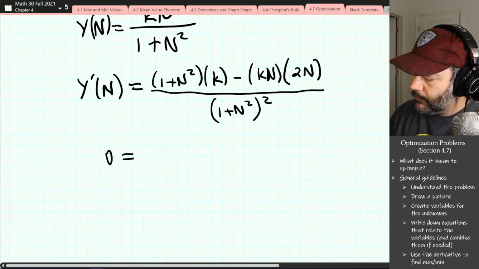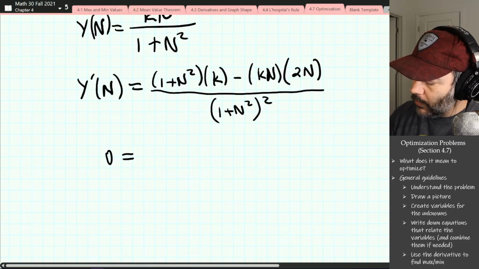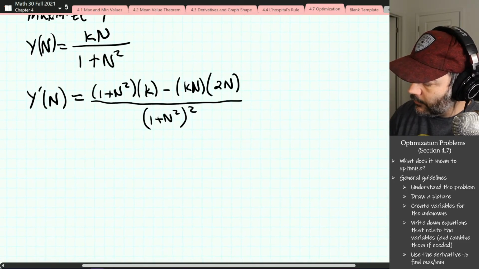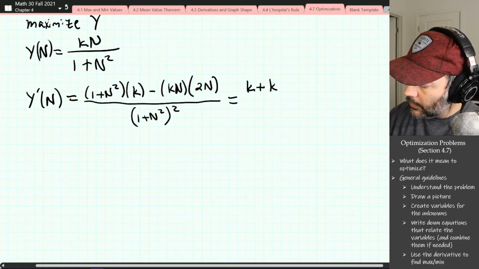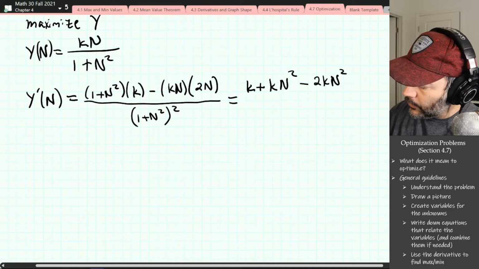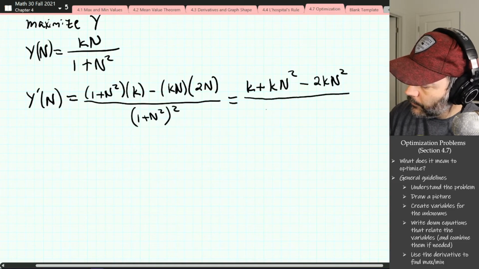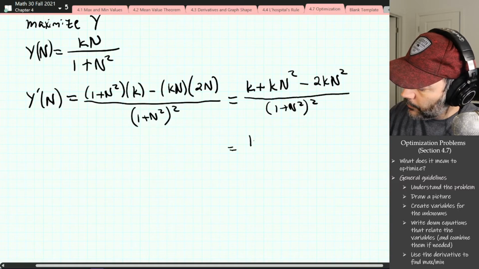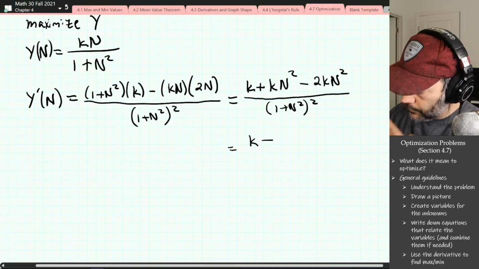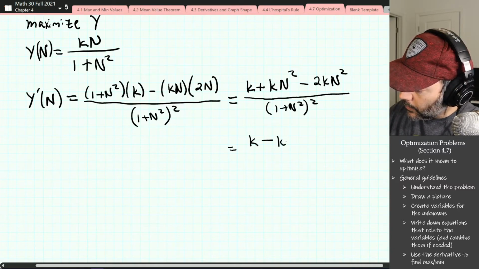By the way, before I do that, I could simplify this slightly. So this is K plus Kn squared minus 2Kn squared, which equals K minus Kn squared.